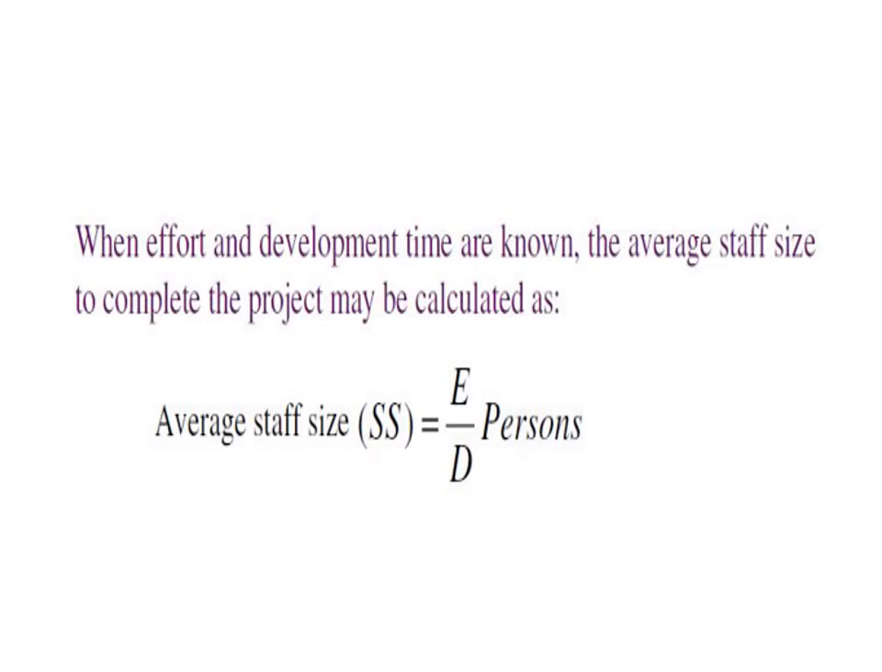And we can estimate the average staff size also, that is the total number of persons required to complete a project. When effort and development time are known, the average staff size to complete the project may be calculated as average staff size equals E by D persons.